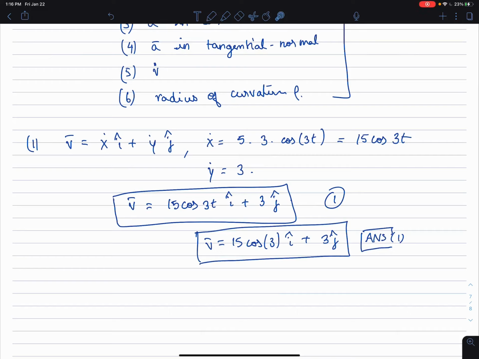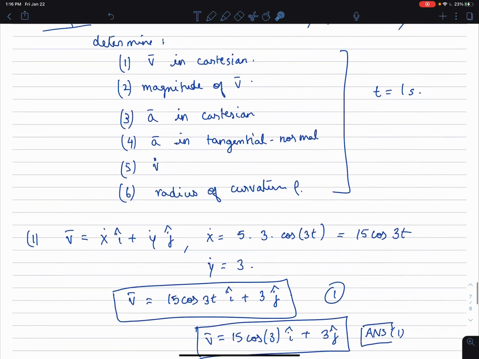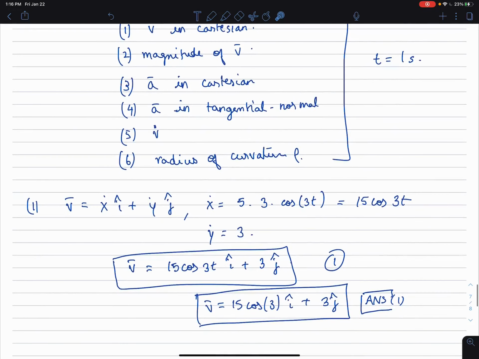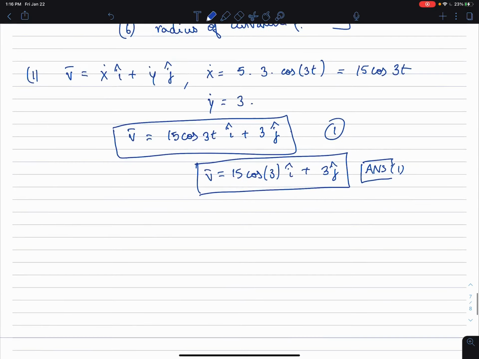But this is going to be useful because we're going to be differentiating velocity to get acceleration at time t equal to 1. When you differentiate that, we need to make sure that we are differentiating the function of time, and not differentiating the constant velocity value at that particular time. So we want to differentiate this expression. In any case, that's the velocity.